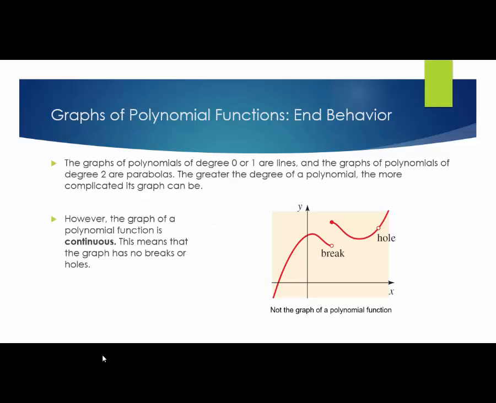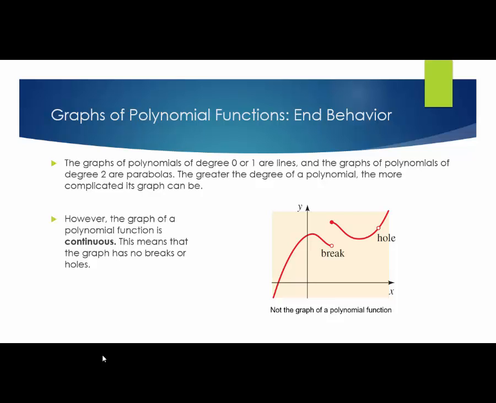I'm going to give you some facts. Okay, polynomials of degree 0 or 1 are lines, we know that. Polynomials of degree 2 are parabolas. Okay, we've studied all of those. The greater the degree of the polynomial, the more complicated its graph can be. But the graph of a polynomial function is continuous, which just means it does not have breaks or holes.